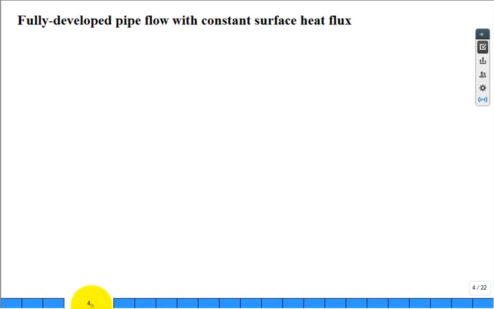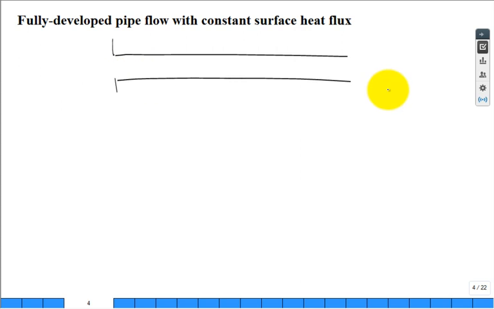So we have fully developed pipe flow with constant surface heat flux. So here is the entrance to a pipe, and I'm going to say at this location, it's fully developed both hydrodynamically and thermally. Okay. Maybe it's easier to think about turbulent flow in the beginning because they have the same entrance length. Okay. So if I have a constant surface heat flux, what does that mean?